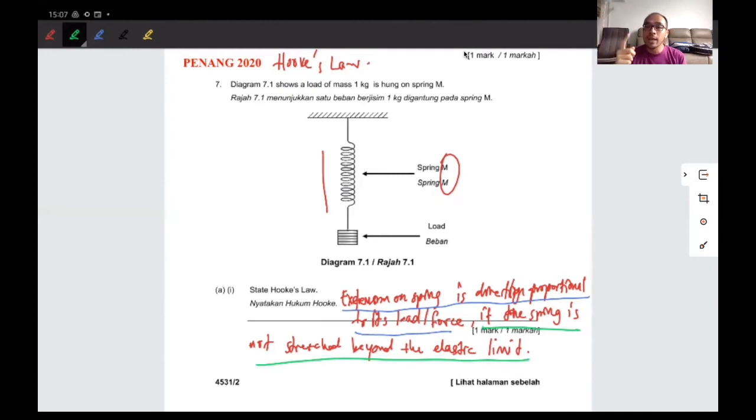It doesn't become loose afterwards. You know, sometimes after you overstretch the spring, it becomes loose. When it becomes loose, then you have made it go beyond the elastic limit. Okay, so that is the condition for Hooke's law. The spring must not be stretched beyond the elastic limit. Then it is directly proportional.